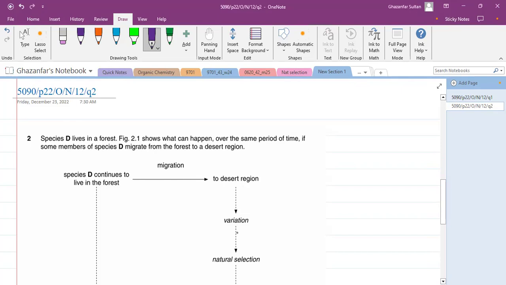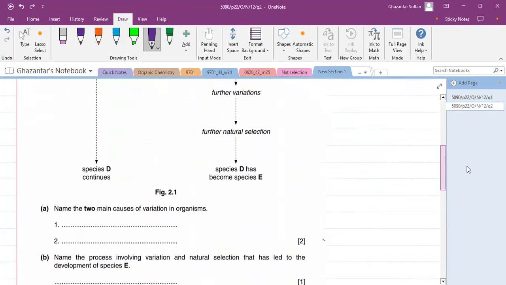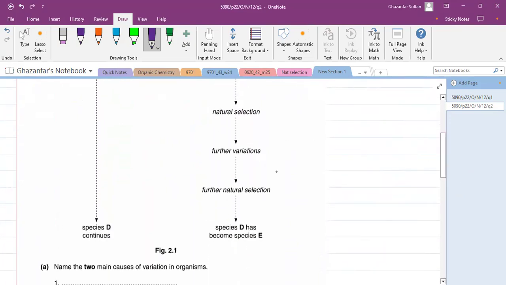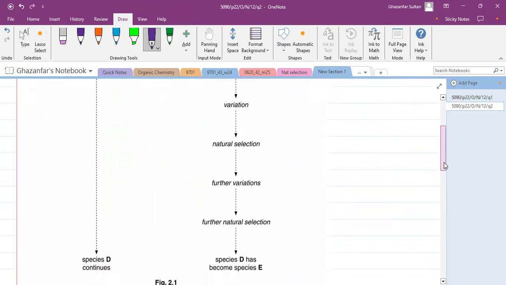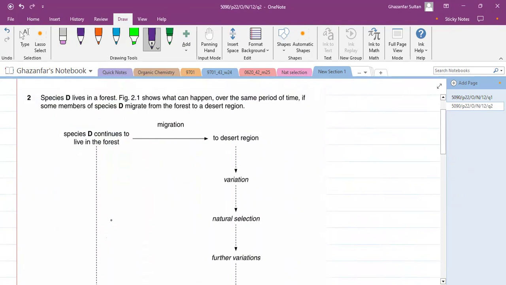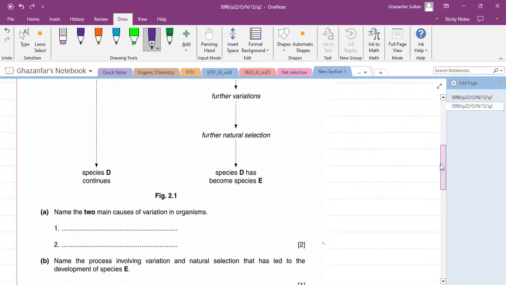In the desert region, variation occurs, natural selection occurs, and further variation occurs, further natural selection occurs, and finally, species D has become species E. So it means the process of evolution and speciation occurs over there in that period of time. The species living in the same region remain the same, and species D continues.